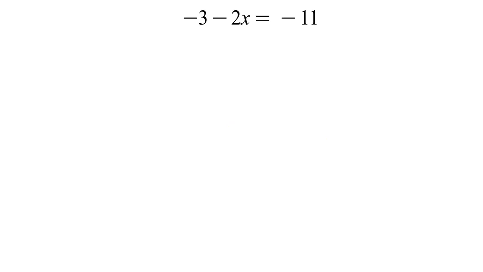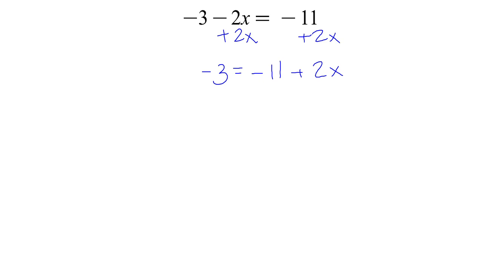All right, for our last one here, we'll use the second method, which means we're going to get rid of that minus 2x first by adding 2x to both sides. On the left, we'll just have negative 3. And on the right, we'll have negative 11 plus 2x. Again, negative 11 is a constant and 2x is a variable expression, so they can't be combined together.